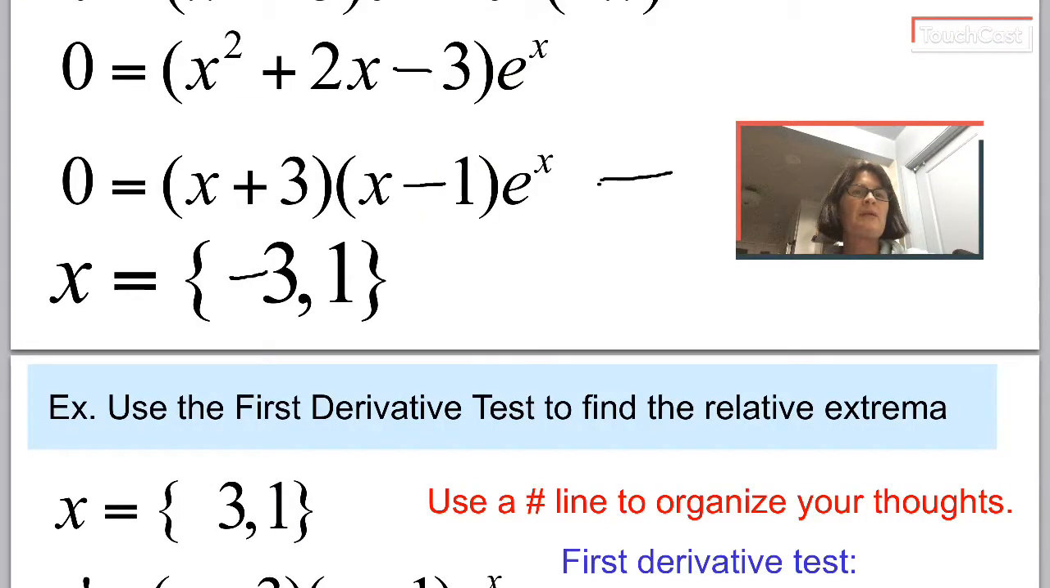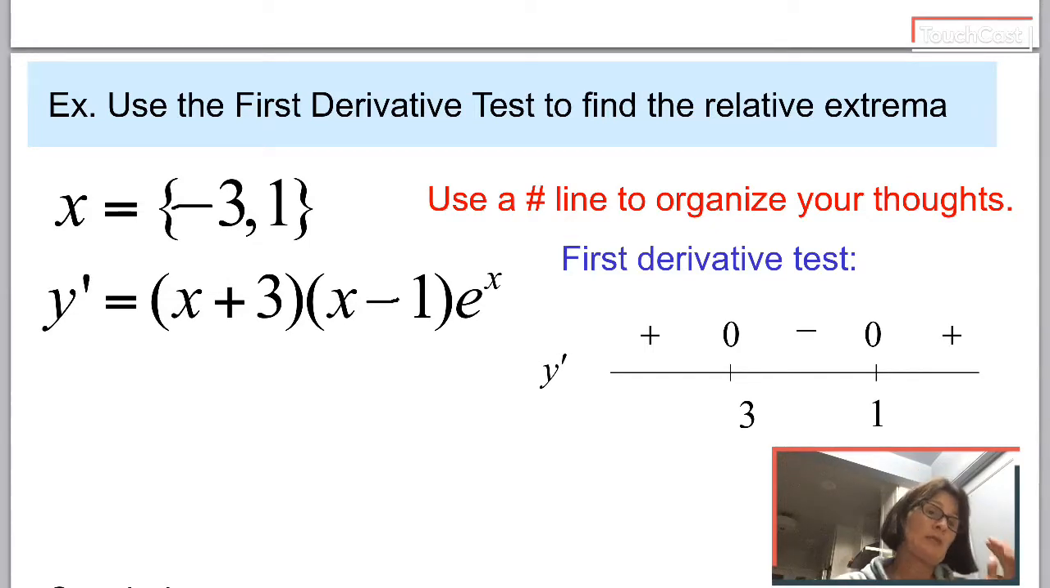All right, so now that I'm here, I can use the zero product property. E to the x is never equal to 0, so that factor in my equation doesn't give me any solutions. But I have these two other factors that do, and I have two solutions: x equals negative 3 and x equals positive 1. So I'm going to mark them on a number line and test a point from each interval that the numbers on the number line break my number line up into.